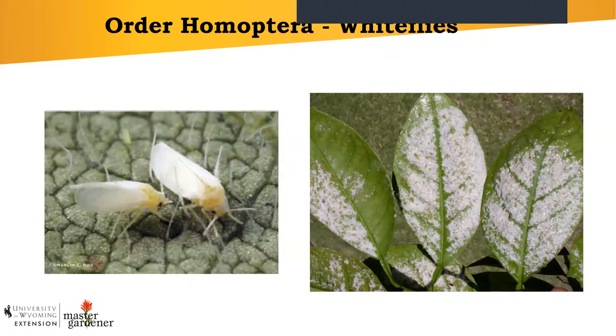Homoptera includes whiteflies. Chance was saying that for people going inside of hoop houses or greenhouses, you can have pretty favorable conditions for plants, but those conditions with high humidity and warmth can also favor whiteflies, and they can be a big problem inside of hoop houses. They're very small insects, and this is a leaf covered with them. They suck on the plant phloem and produce honeydew. You can see here the sugary substance that they produce.